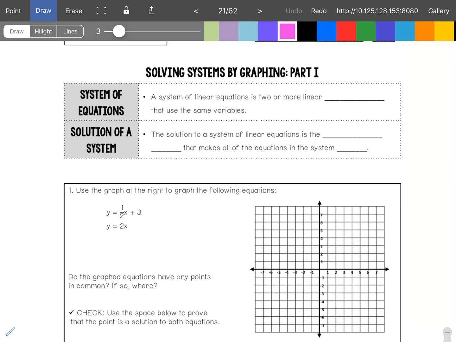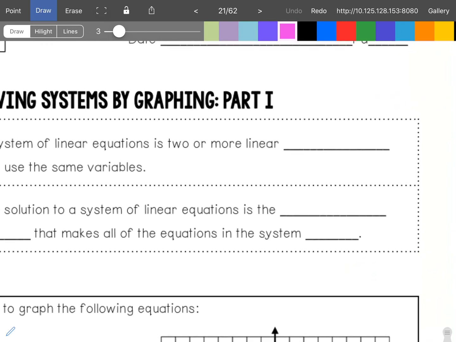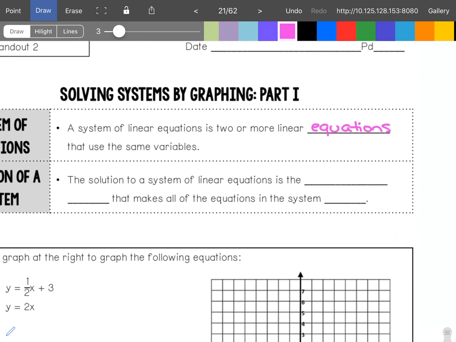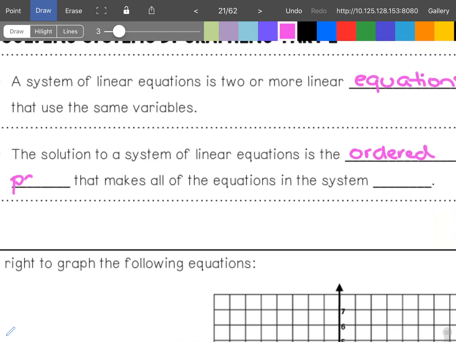Today's lesson is on solving systems by graphing, part 1. A system of linear equations is two or more equations that use the same variables. The solution to a system of linear equations is the ordered pair that makes all of the equations in the system true.